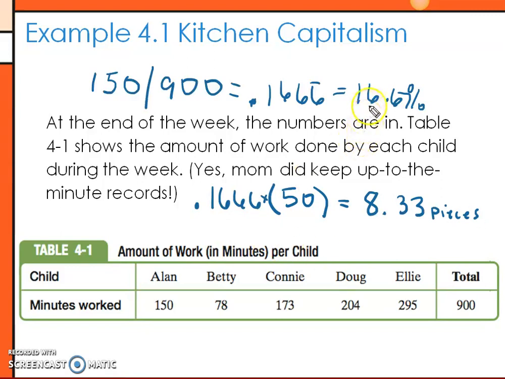All right, so he did 16% of the work. 16% of the candy is 8.33 pieces. So here's where the dilemma starts. Should we give him 8 pieces or 9?